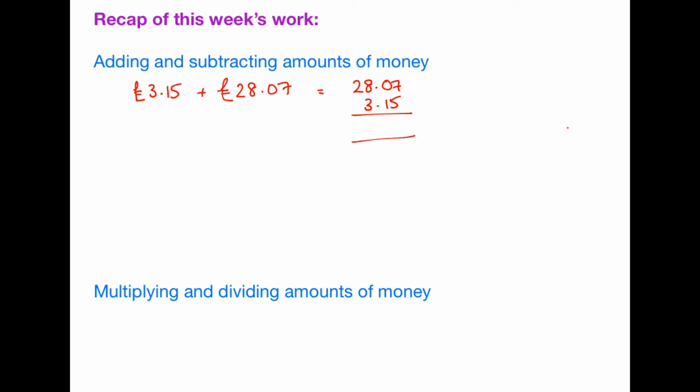So adding up, 7 add 5 is 12, 0 add 1, add the 1 at the bottom is 2, keep your points in line when you're adding, 8 add 3 is 11, and 2 add 1 is 3. So our answer, remember the pound sign, is £31 and 22 pence.